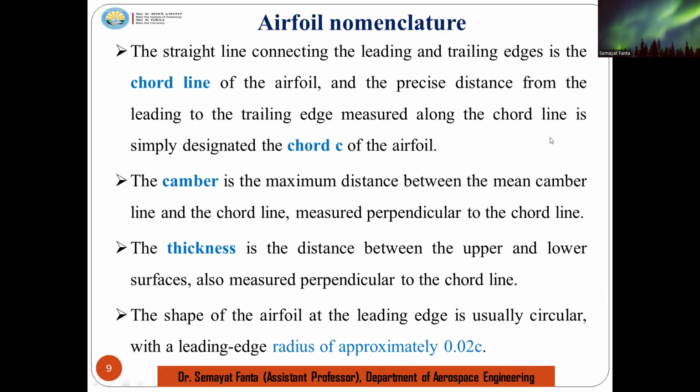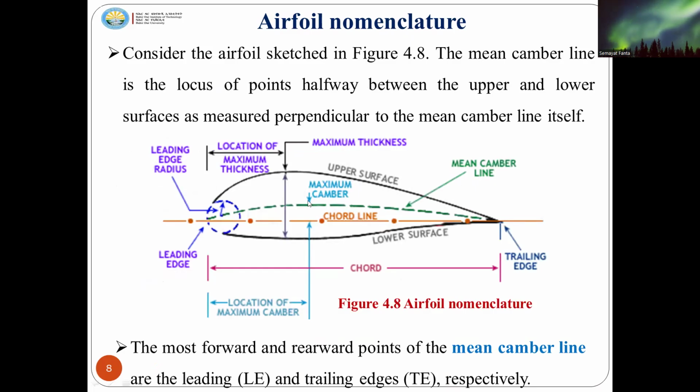which is represented with C. And the camber is the maximum distance between the mean camber line and the chord line, which is measured perpendicular to the chord line. So the maximum camber is this one. This distance is called maximum camber. And the location of maximum camber from the leading edge is this distance. This is the location of maximum camber.